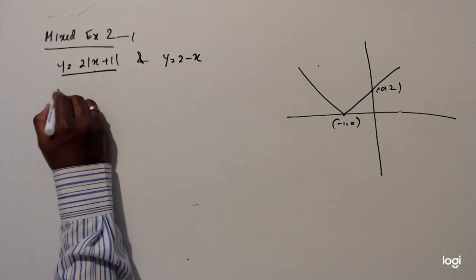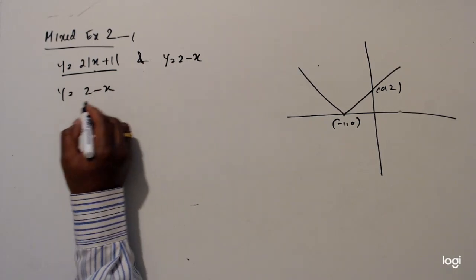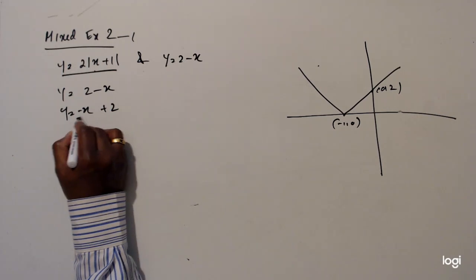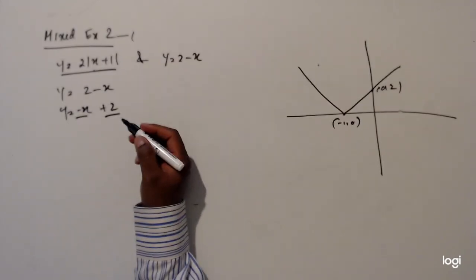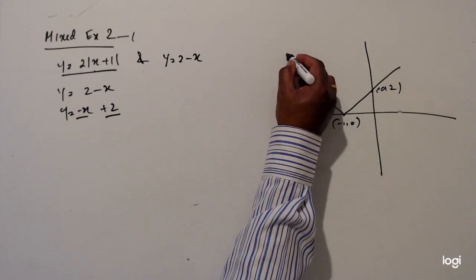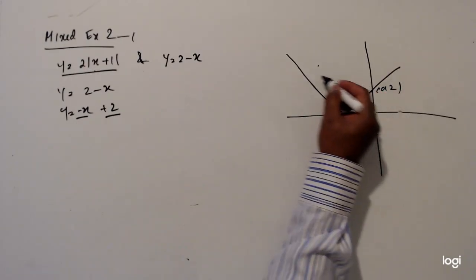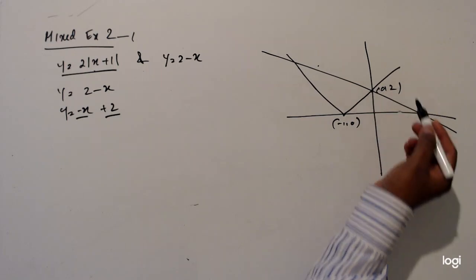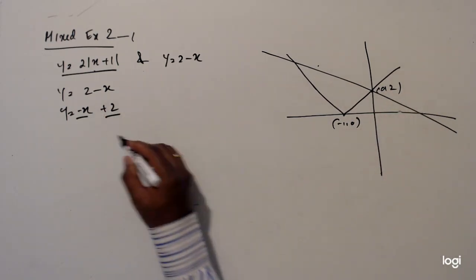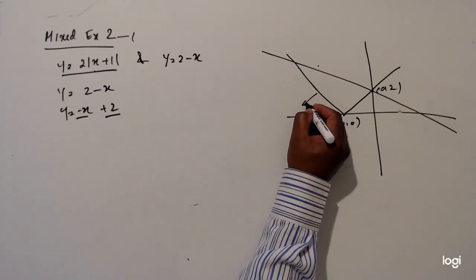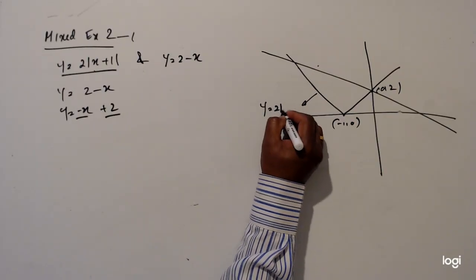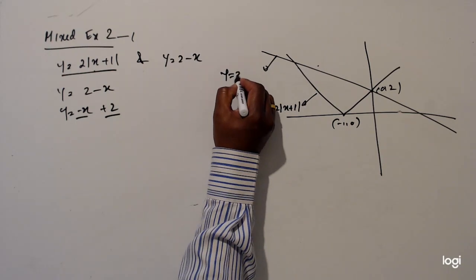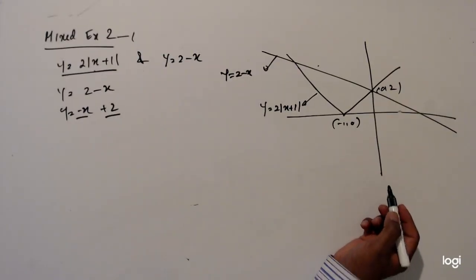Then the other graph is y equals 2 minus x. We write it as y equals minus x plus 2: negative gradient, and plus 2 is the y-intercept. So it's going through the y-intercept 0, 2. So this is y equals 2 mod x plus 1, and this is y equals 2 minus x.